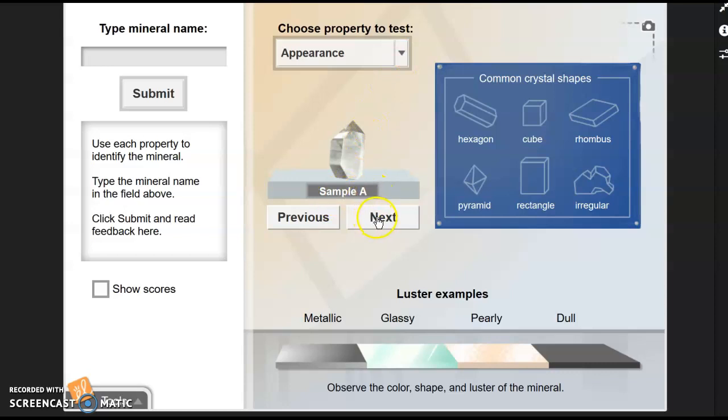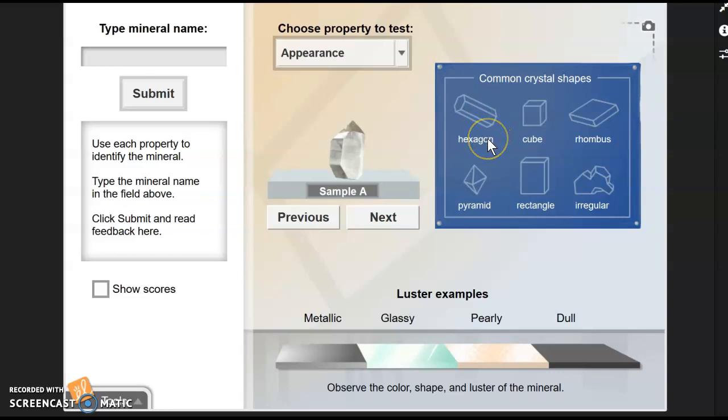Now, we can go to samples. There are many samples in here that you're going to be able to try out, but I'm just going to go through a couple to show you the way this is going to work. We're going to start off with sample A. Now, the first thing we're going to do is look at the appearance of it, right? So what does this look like?